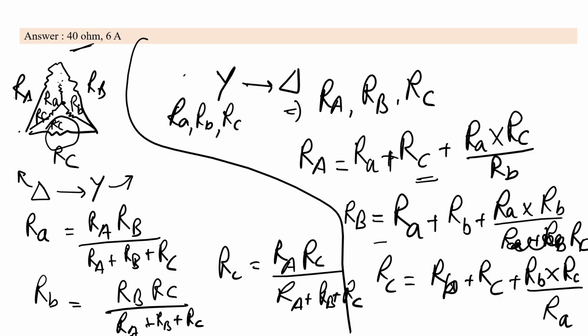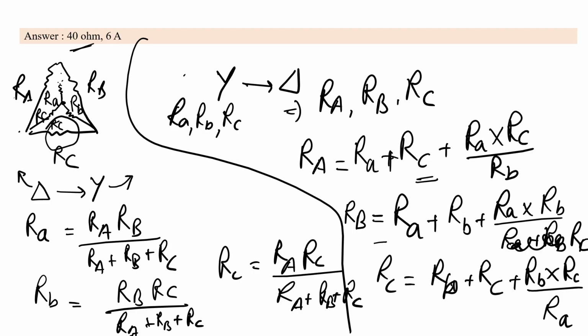In the first sense, if you are converting from delta to star, ra will come out to be RA RB divided by RA plus RB plus RC. Similarly, rb comes out to be RA RC divided by RA plus RB plus RC. And if you convert the same for rc, it comes out to be RA RC divided by RA plus RB plus RC.